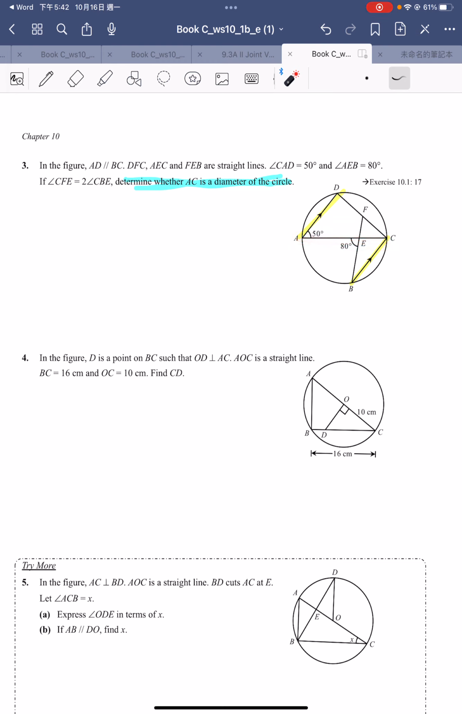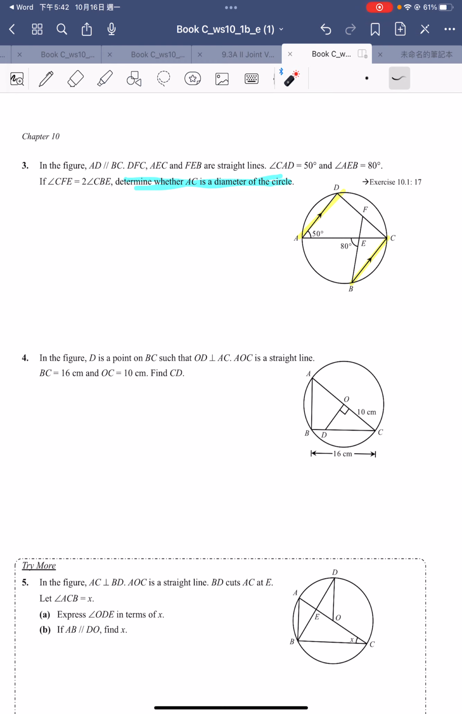So our ultimate goal is to prove that the angle ADC is actually 90 degrees. So first of all, let's see how to do it. If we have the angle CAD equal to 50 degrees, here is 50, and we have angle AEB is 80 degrees. So this part is 80. And now we have the angle CFE is equal to twice the angle CBE.